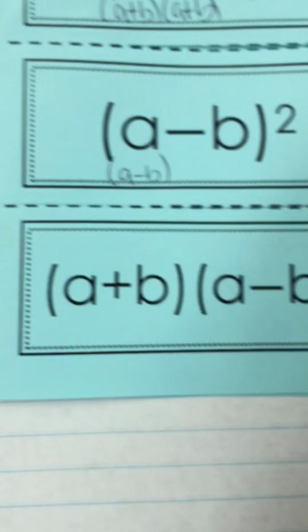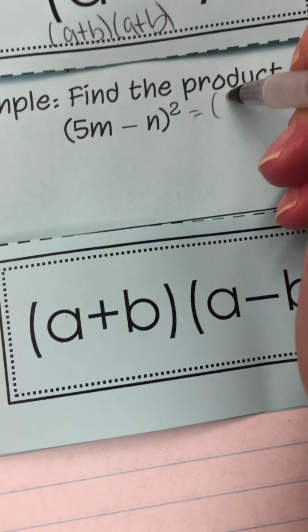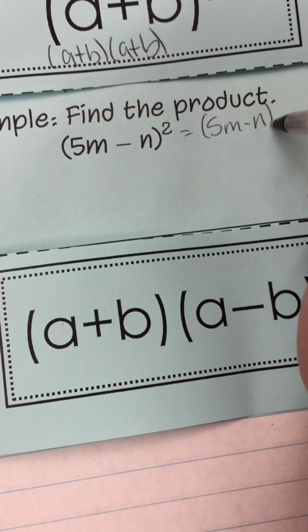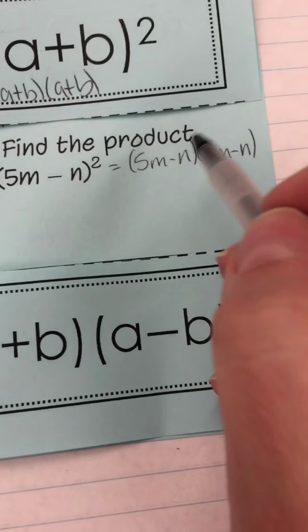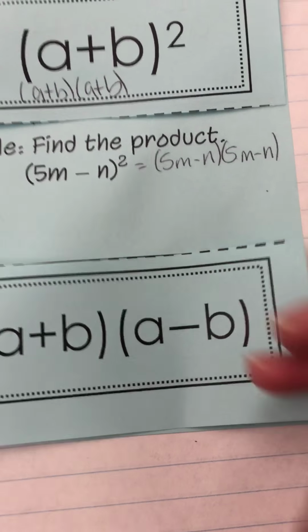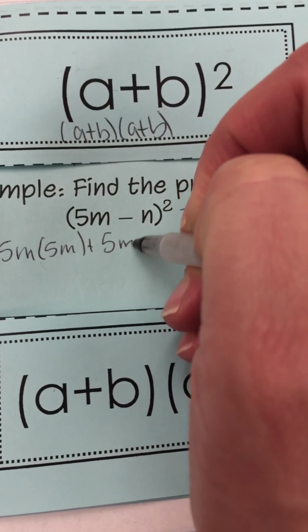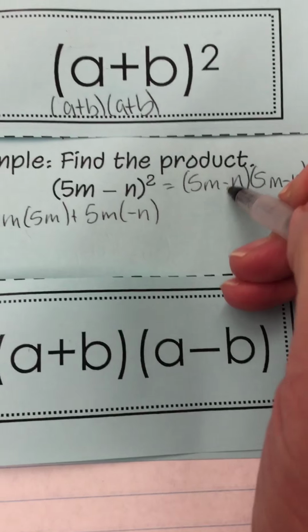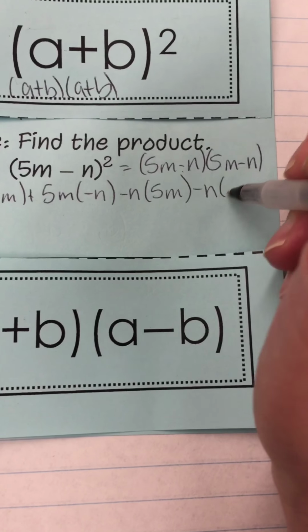a minus b squared is a minus b times a minus b. Let's take a look at this one. This is going to be 5m minus n times 5m minus n. And I'm going to distribute the 5m to both terms and the negative n to both terms. So I will have 5m times 5m plus 5m times negative n. Then I'm going to multiply negative n times 5m and negative n times negative n.